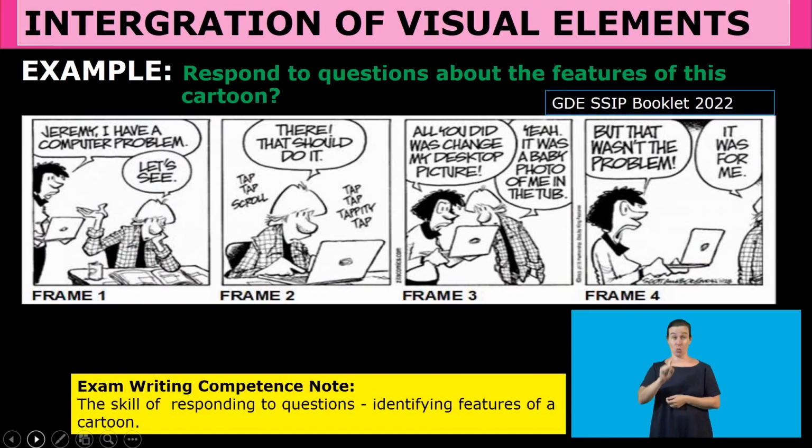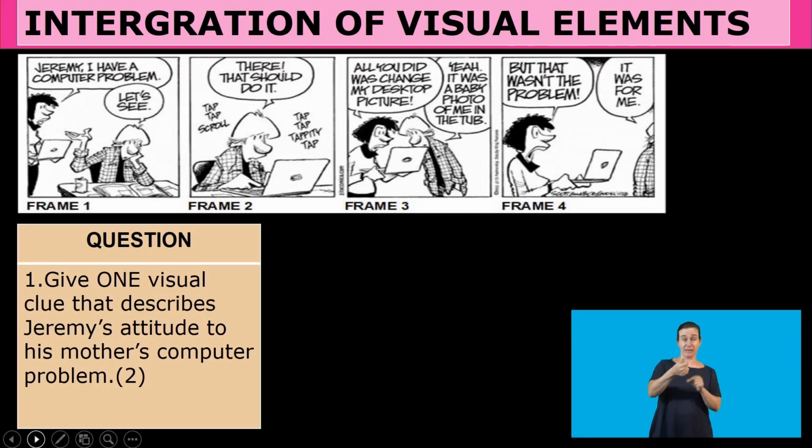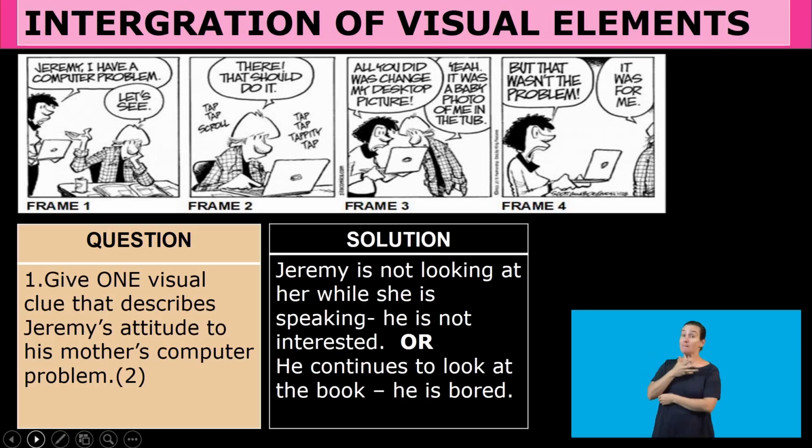So the question says, can you respond to the features of this cartoon? In the cartoon, we see a boy and his mom, and they have a computer problem. As we move on, it says, give one visual clue that describes Jeremy's attitude to his mother's computer problem. If we look at the visual clues, Jeremy is sitting there rather bored. He's not interested. In the response it shows he's not even looking at her while he's speaking. He just continues to read his book.